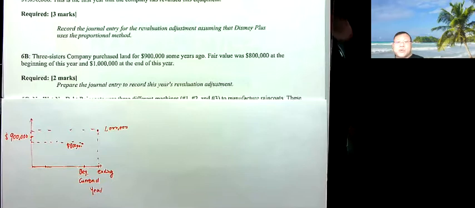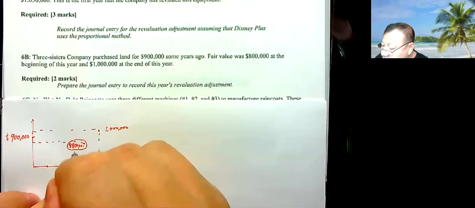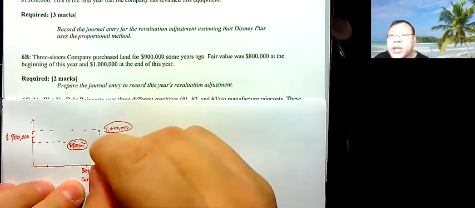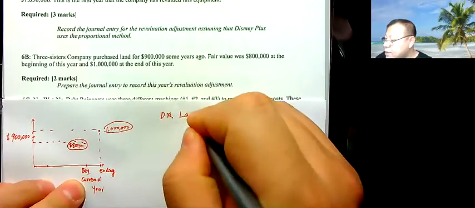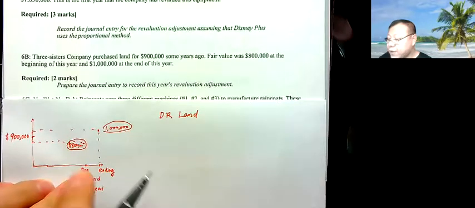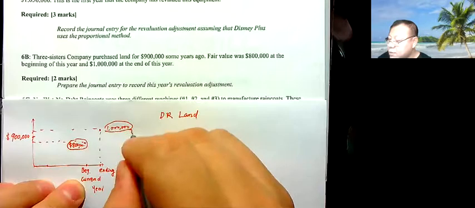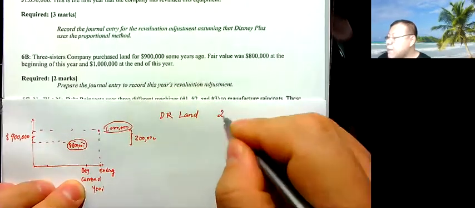So we are recording this year's revaluation adjustment. In the beginning of the year, your value is 800,000. At the end of the year, you want to make an adjustment to make it 1 million. So you're going to debit and increase from 800 to 1 million. That will be 200,000, right? Increase. You debit land for 200,000.